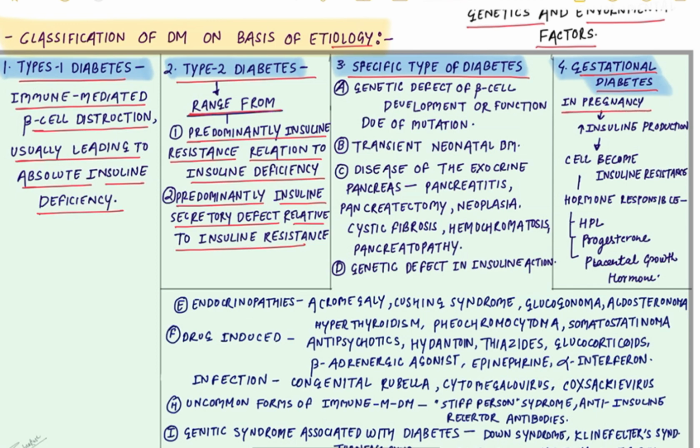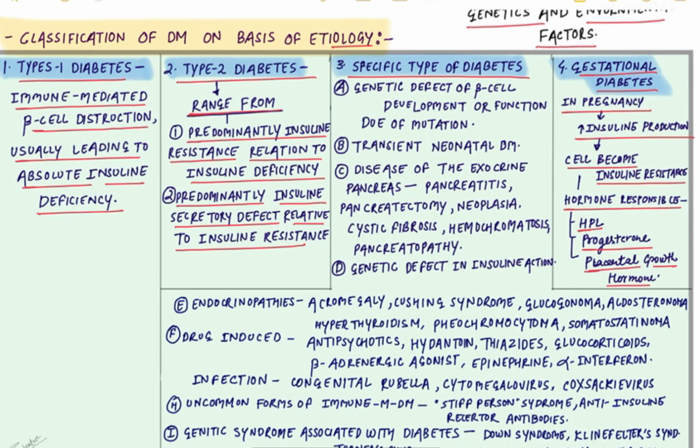In pregnancy, insulin production increases. The cells become insulin resistant due to the high level of insulin. The hormones responsible for cell resistance are human placental lactogen, progesterone, and placental growth hormone.